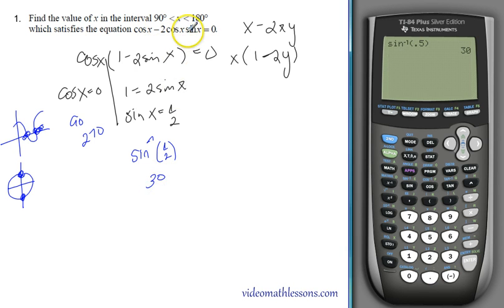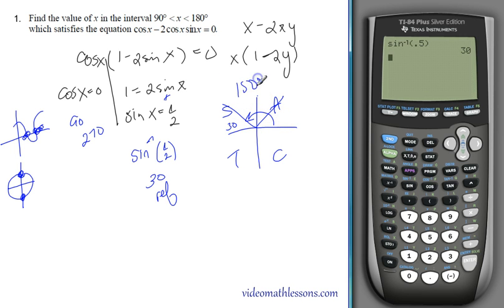Now 30 is not in my interval, but if we recall, this is a positive half, and what that tells me is ASTC, all students take class. It's going to be positive in these two quadrants. This quadrant is 90 to 180, so this is the quadrant I'm looking at. We take our reference angle, drop it off the x-axis, always off the x-axis, and I'm looking for this angle, which is going to be 150. So the only answer for this problem is 150.